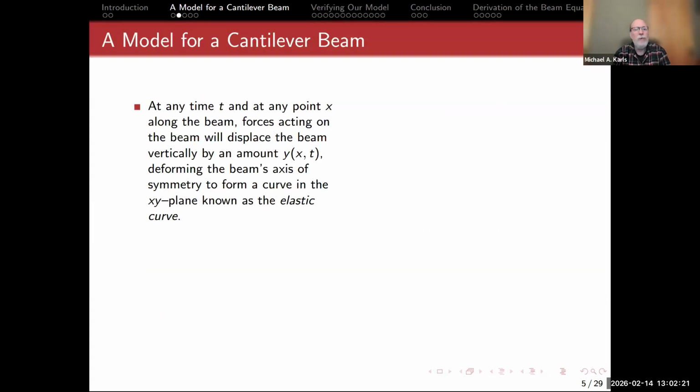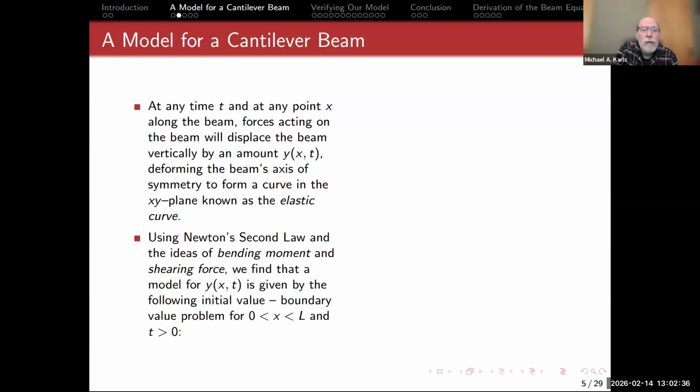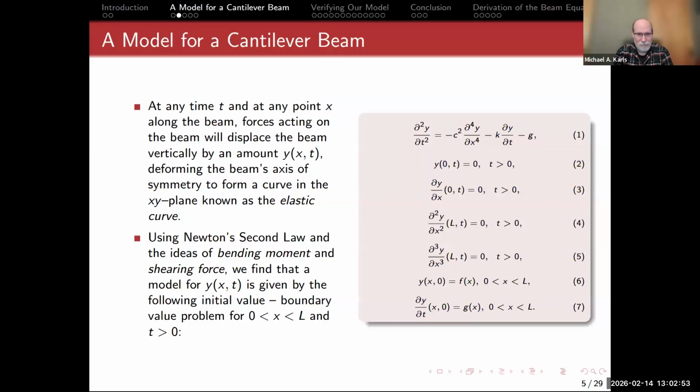Okay, so at any time t and at any point x along the beam, forces acting on the beam will displace the beam vertically by an amount y of x,t, deforming the beam's axis of symmetry to form a curve in the xy plane known as the elastic curve. And using Newton's second law and the ideas of bending moment and shearing force, we find that a model for y of x,t is given by the following initial value boundary value problem for x between 0 and L and for time t bigger than 0. So here's our setup for our model.